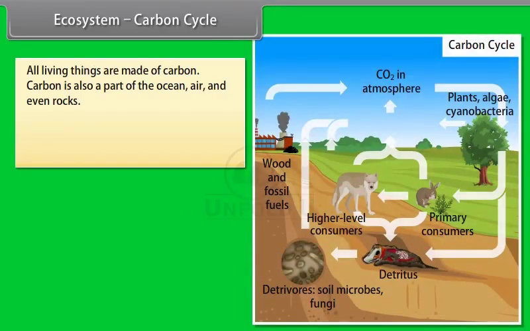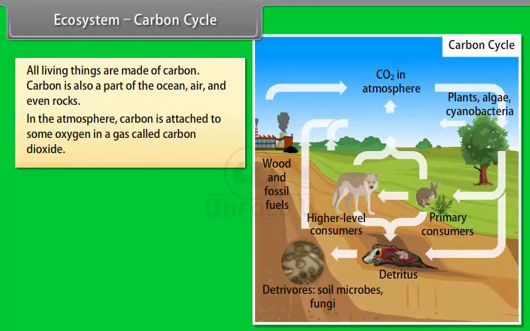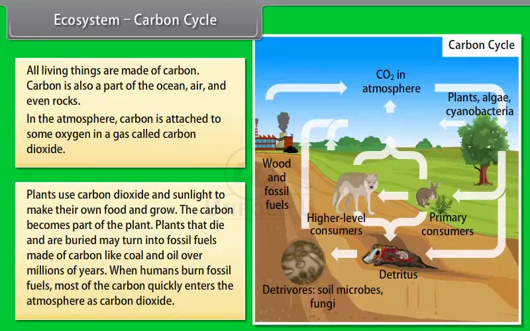Ecosystem, carbon cycle. All living things are made of carbon. Carbon is also a part of the ocean, air, and even rocks. In the atmosphere, carbon is attached to some oxygen in a gas called carbon dioxide. Plants use carbon dioxide and sunlight to make their own food and grow. The carbon becomes part of the plant. Plants that die and are buried may turn into fossil fuels made of carbon, like coal and oil, over millions of years. When humans burn fossil fuels, most of the carbon quickly enters the atmosphere as carbon dioxide.